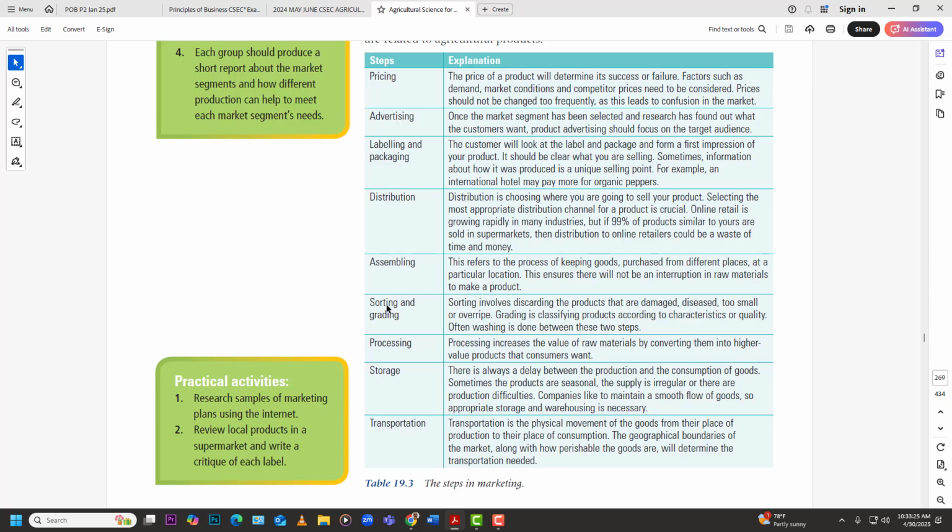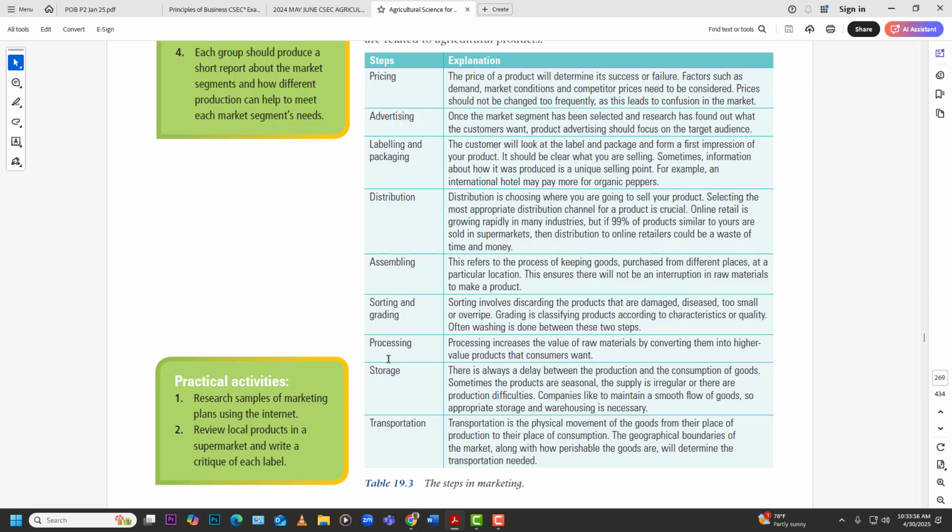Of course, sorting will make the products look more presentable, allow them to last longer, because you're no longer selling the diseased ones or mixing the diseased ones with the good ones, because the disease might spread. Right? If the overripe ones are squashing among each other, you remove the bad ones so that they don't mess up the overall look of your product. So you need to sort and take out the good from the bad. Of course, processing increases the value of the raw materials by converting them into higher value products that consumers want.